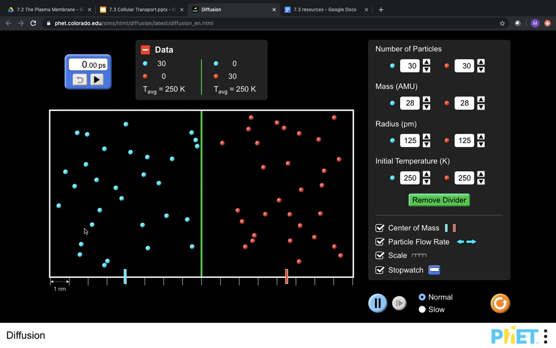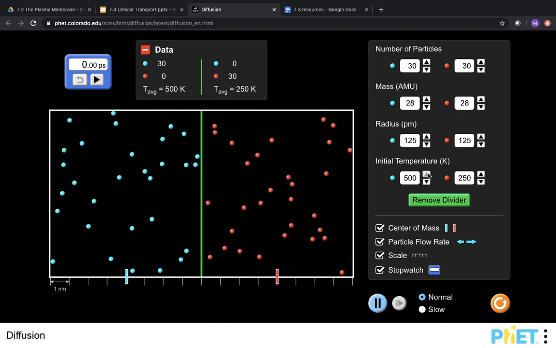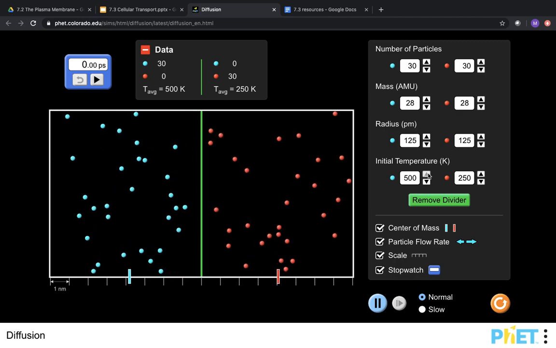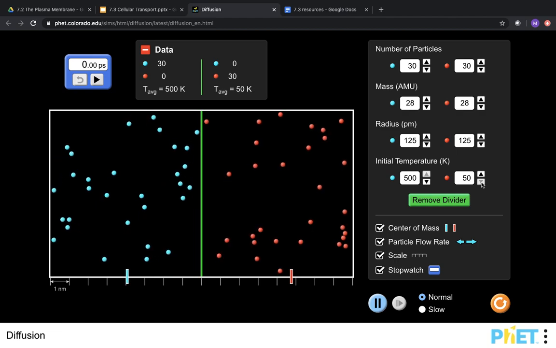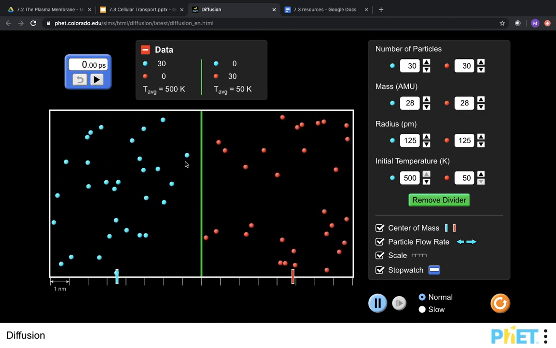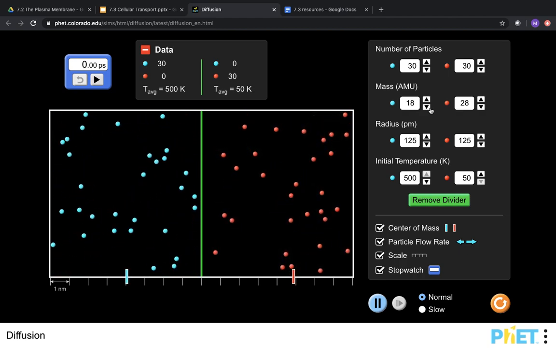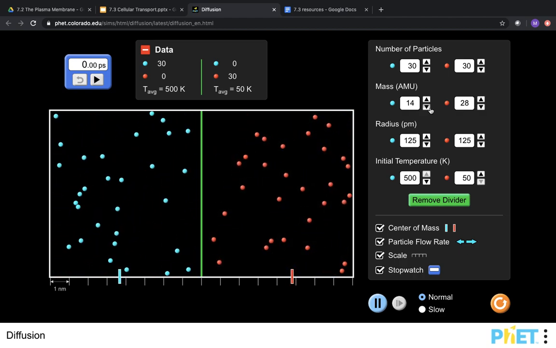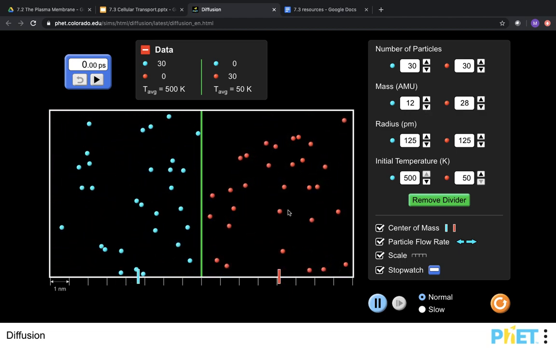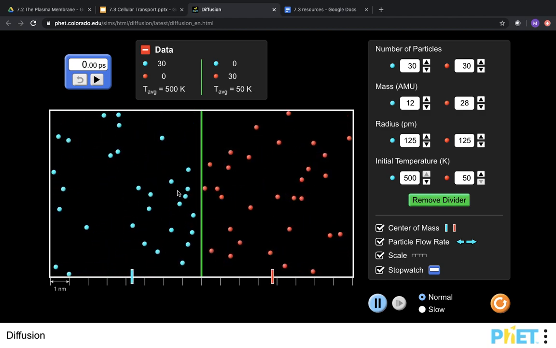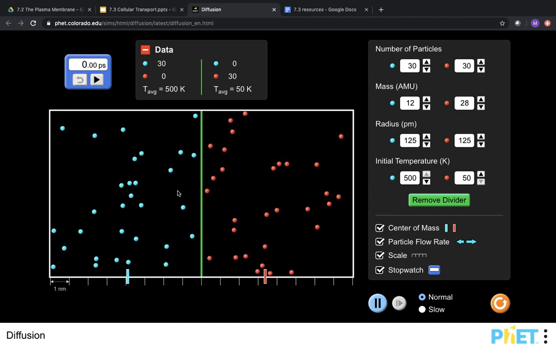So let's see what happens to the substances when I increase the temperature of the blue molecules and I decrease the temperature of the red molecules. Look at what happened to them. The blue ones started to move faster and the red ones started to move slower. Let's decrease the mass of the blue particles now and see what happens. They start to move even faster, right? So now you can see the different things have caused these particles to move in different ways.